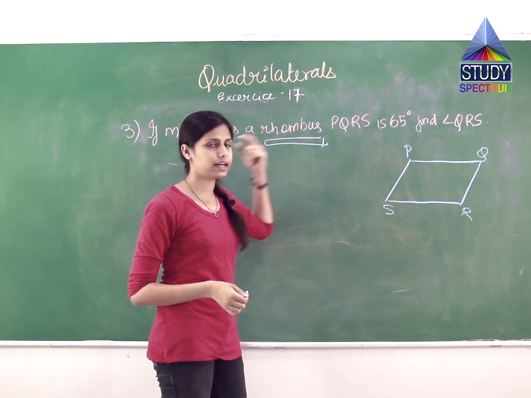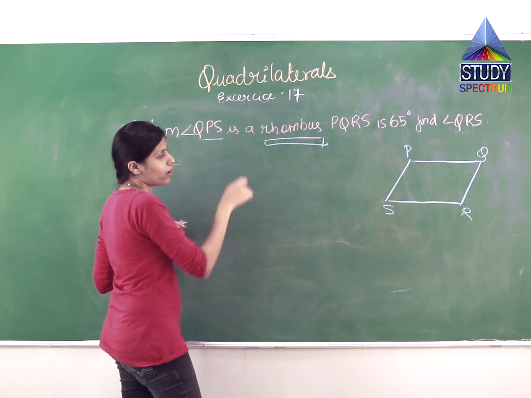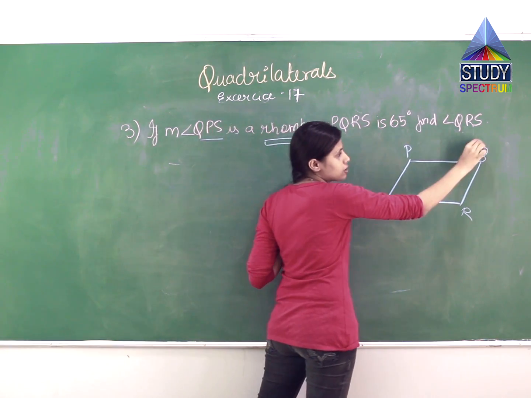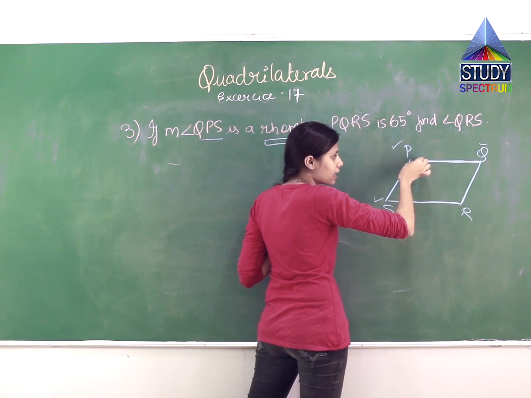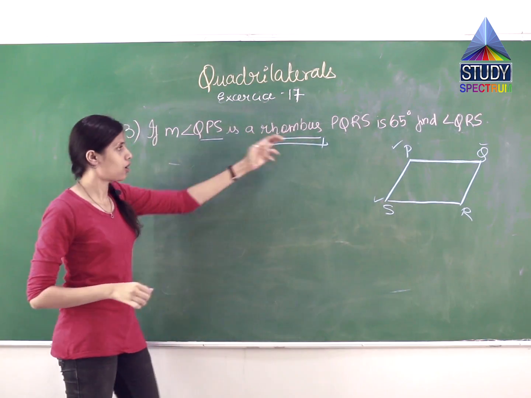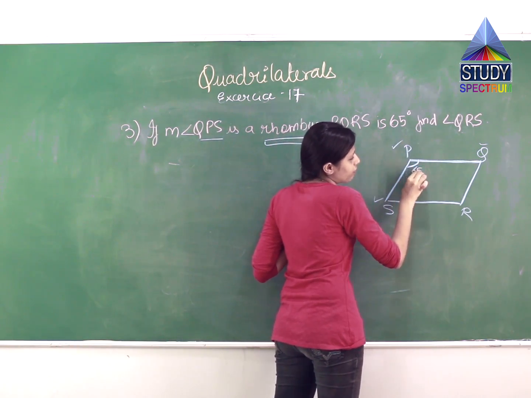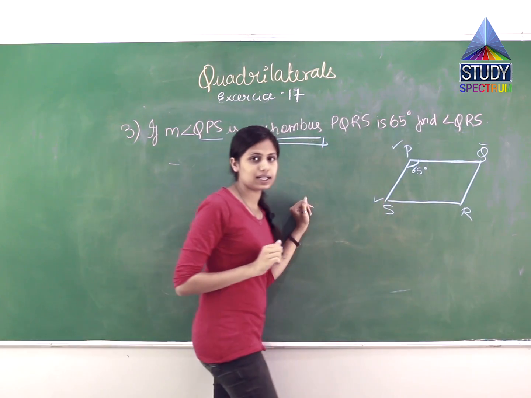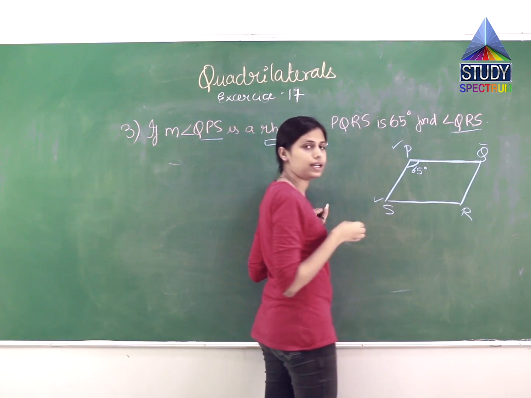To understand that, let us go to the first statement. Angle QPS. Now where is angle QPS? This is Q, this is P and this is S. So this is the angle QPS. They have given it as how much? 65 degree. So this is 65 degree. And what they are telling us to find? They are telling us to find the angle QRS.